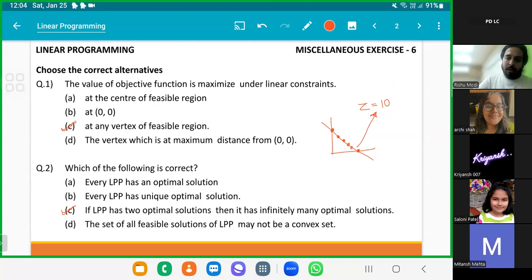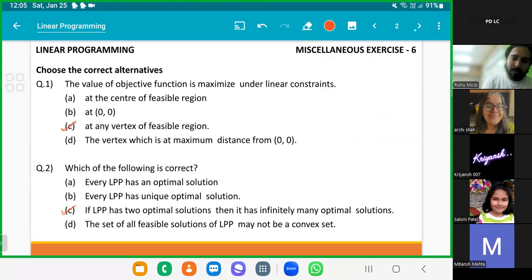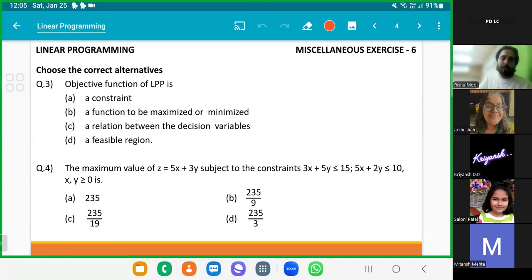Okay, sir. Okay, sure. So the first one was C, the second one was C. We want to go on to the third one. Objective function of LPP is what? The objective function is always either to maximize the given quantity or to minimize it, right? So the objective of a given question is always either to maximize or minimize.